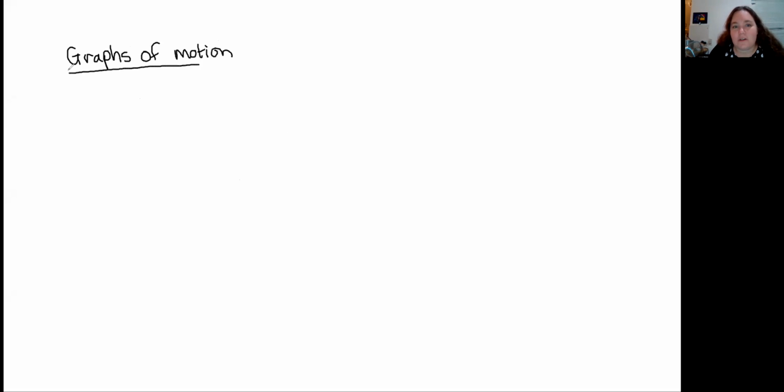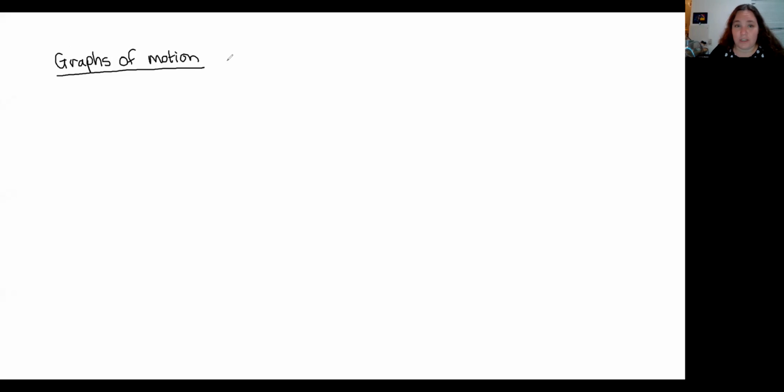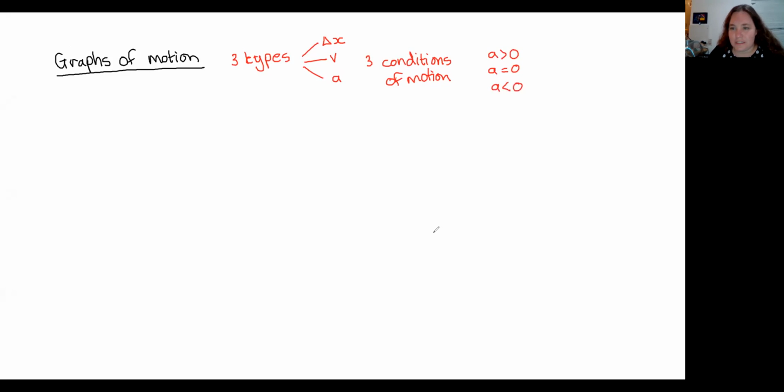Okay, and when we look at graphs of motion, it's very important for you to understand, this is now me teaching you grade 10 graphs of motion, that within the section of graphs of motion, there are actually 9 different graphs you can get. You get 3 types of graphs of motion. You will get a displacement versus time, a velocity versus time, and an acceleration versus time. And then there are also 3 conditions of motion, which are that we could be accelerating, we could be moving at a constant velocity, or we could be decelerating.